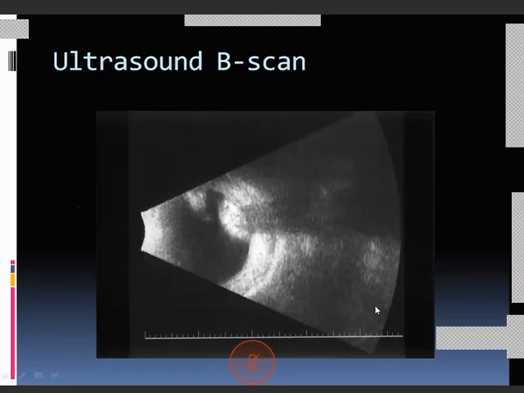Then you can see that on ultrasound B scan, there is a tumor mass with hyperreflective spots. This is due to calcification, which is producing back shadowing. So extensive calcification is there.